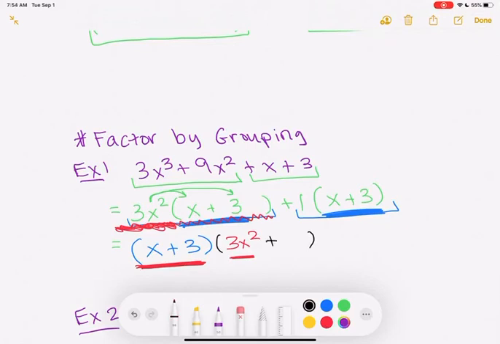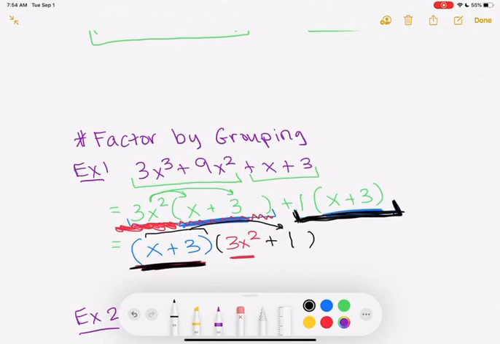Now, I have the second piece. I'm trying to get to 1 times x plus 3, right? I already have x plus 3. So if I were to take this whole x plus 3 and multiply it by something to give me 1 times x plus 3, this would just be a 1. And now we have our product here, so we have factored completely.